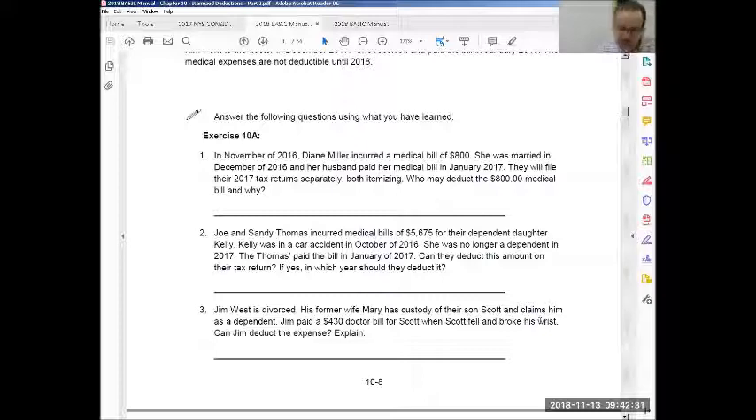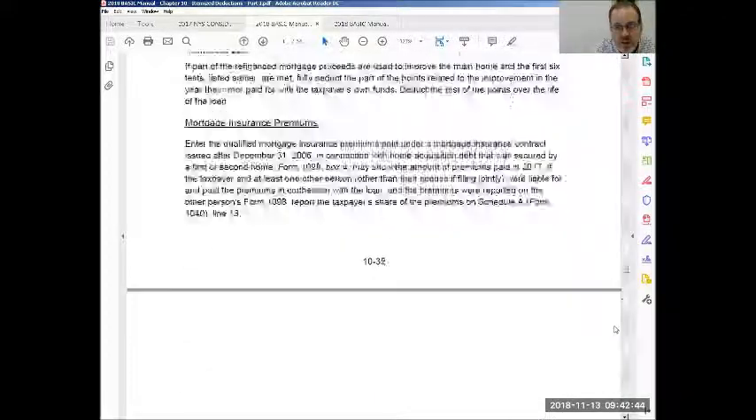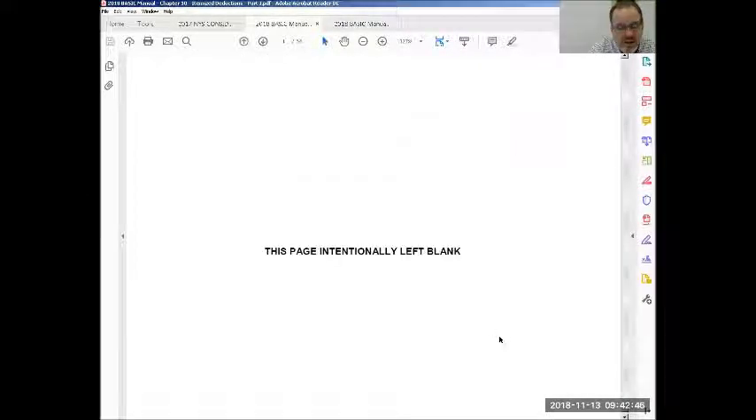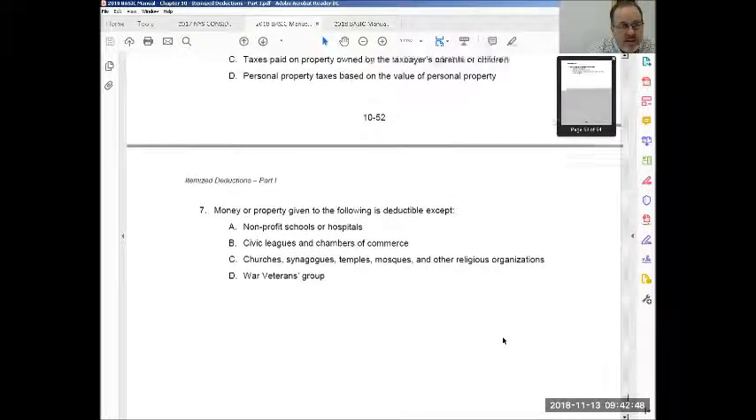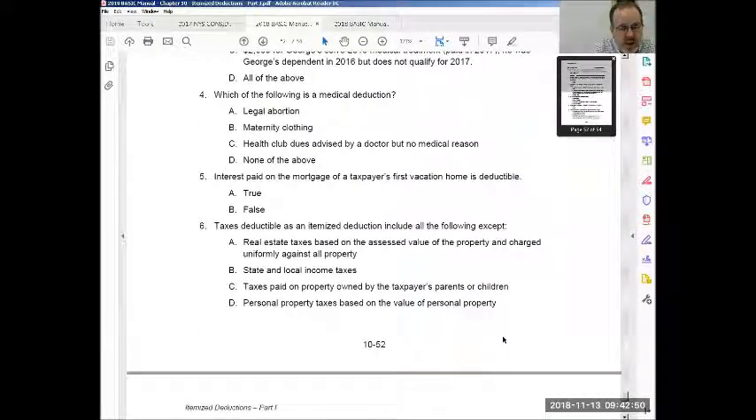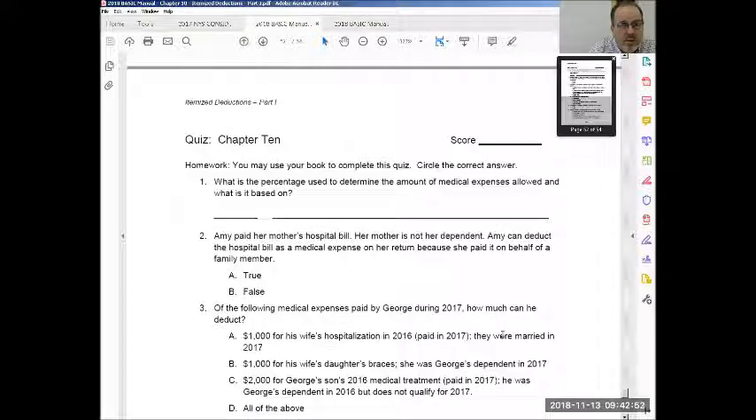There are some good calculations in doing a Schedule A, the first half, showing you how the calculations work. So let's go to the quiz. Any other questions on the exercises before I go to the quiz? All right. Let's hit the quiz in Chapter 10 on page 1052.